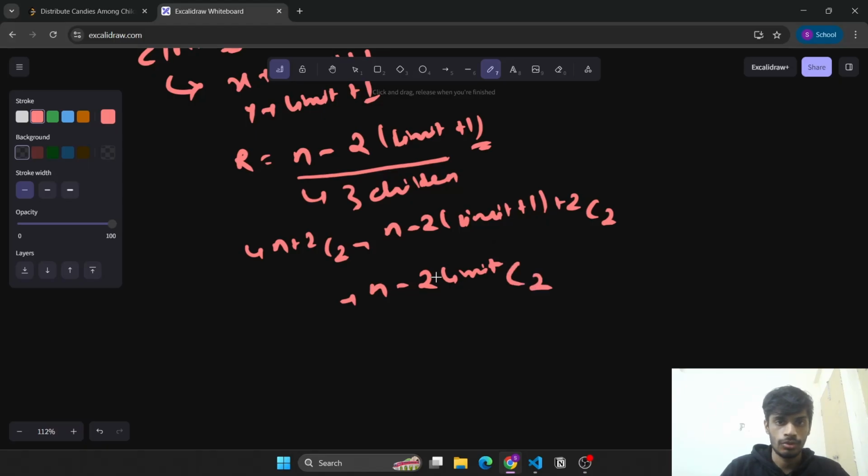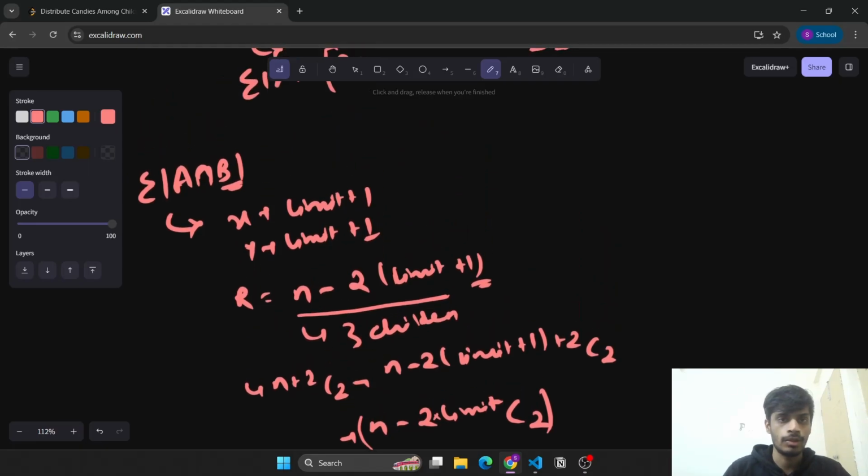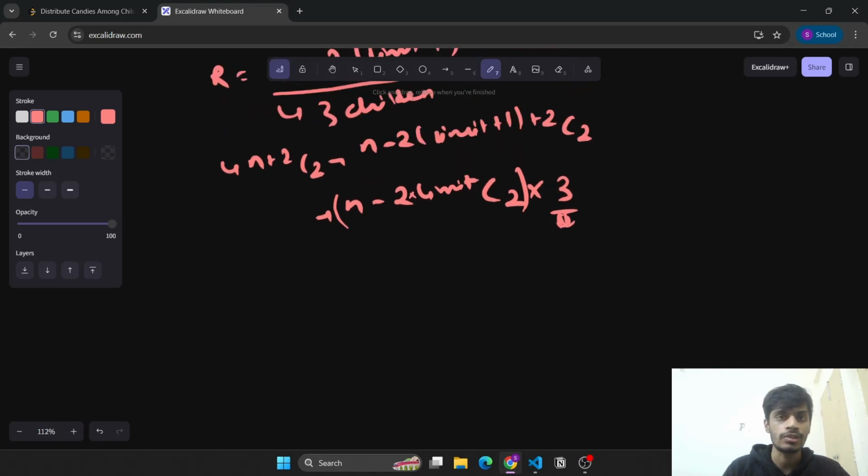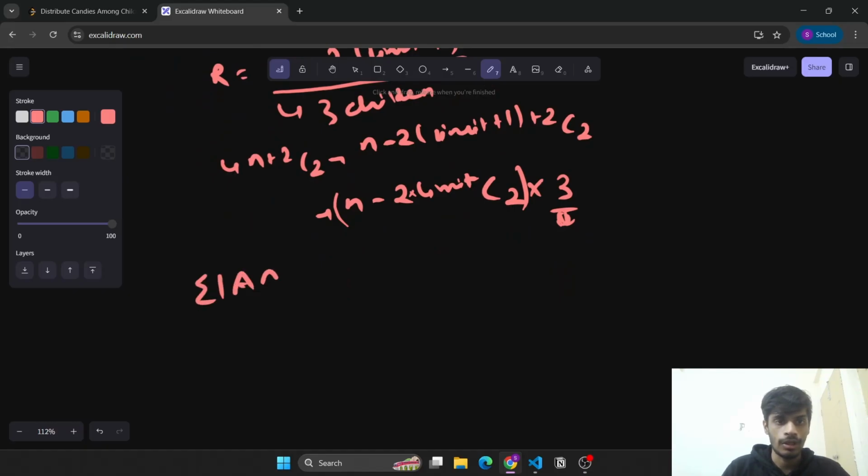right? And again since there are 3 children and we need to choose any 2 children who violate the condition, it will be 3c2, which is 3 only. Hence we need to multiply this by 3 to account for the possibilities of choosing 2 children who will violate the condition at the start. So hence summation A intersection B is 3 into n minus 2 into limit c2.